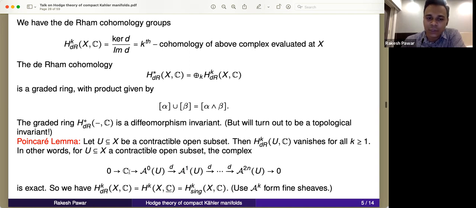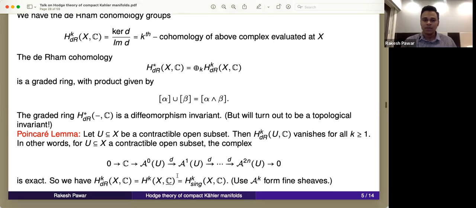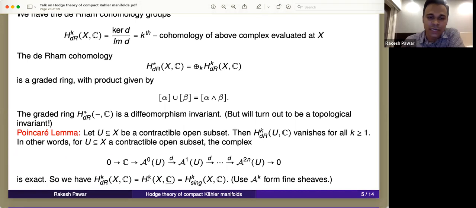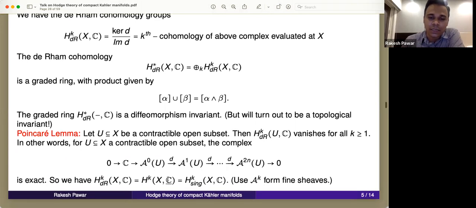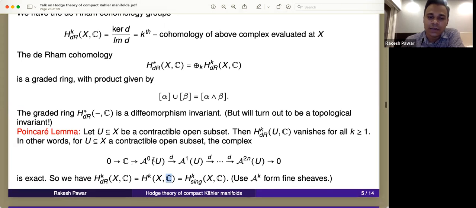So I can write 0 to C to A^0 to A^1. So I will just drop U as a complex of sheaves, which is exact. So I get that if I drop C here, I get a resolution of C. And now some sheaf cohomology theory will tell you that the kth cohomology of the constant sheaf C is exactly the cohomology of the de Rham complex. Okay, so that's how you get this.